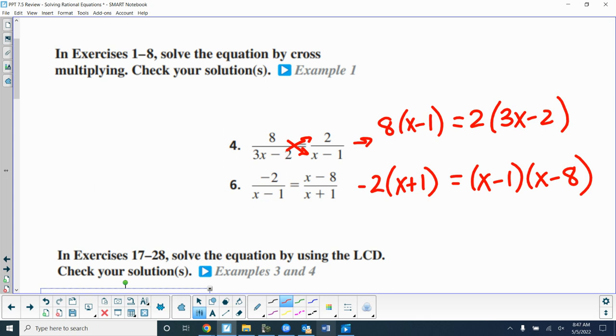So number 4 is 2, and number 6 is 2 and 5. Any questions? Anybody want me to finish either one of them or both of them? You said 6 was what? 2 and 5, I think I said. Thanks. All right, let's finish 6.